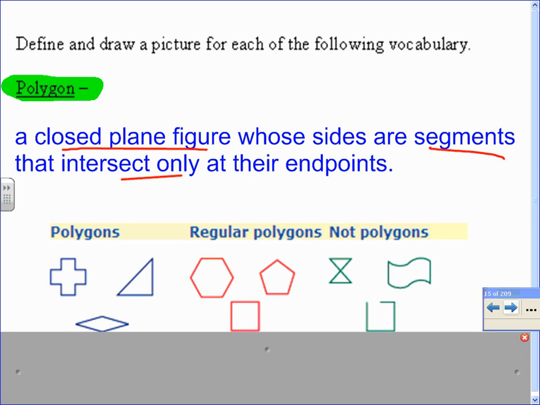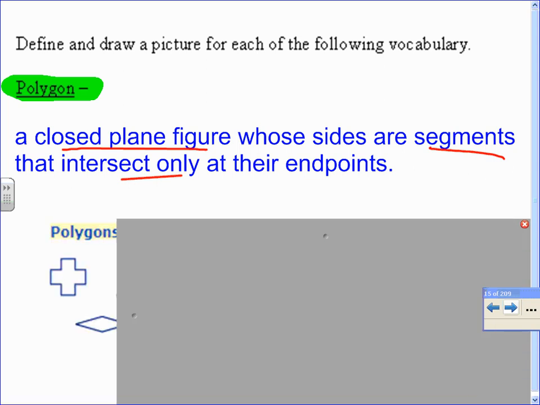So here are some examples if you need to draw something. This is a polygon because it's closed. It has points at the intersection points, so I can draw all these points on here. Triangle is closed. All the sides are flat. There aren't any curved edges, and it's closed.